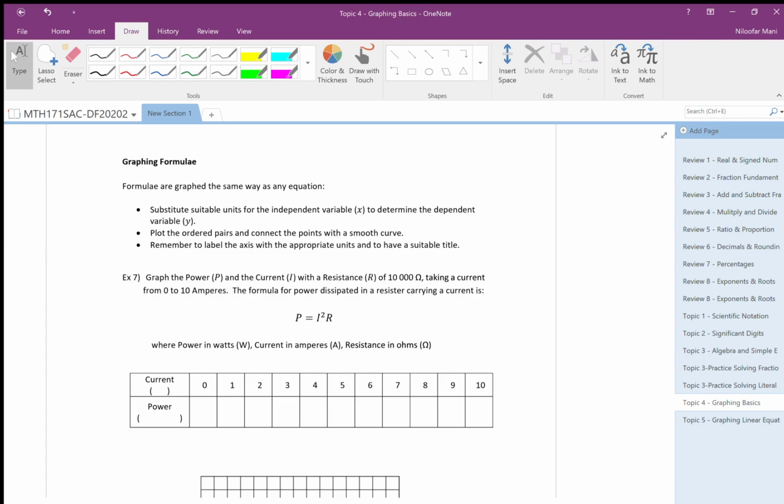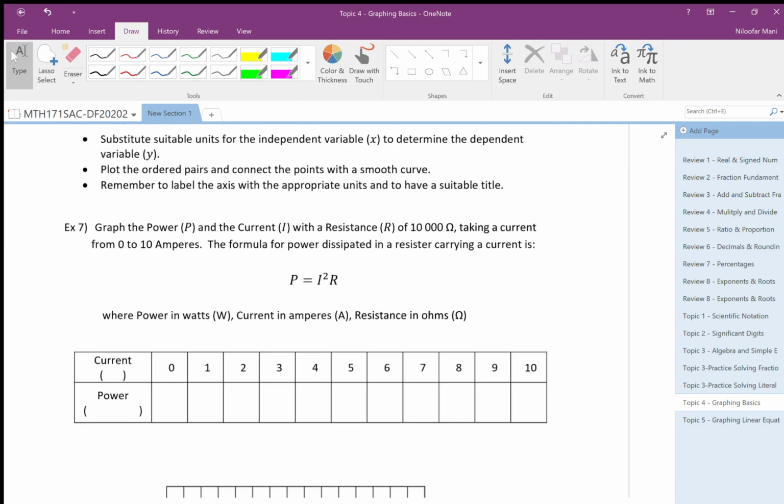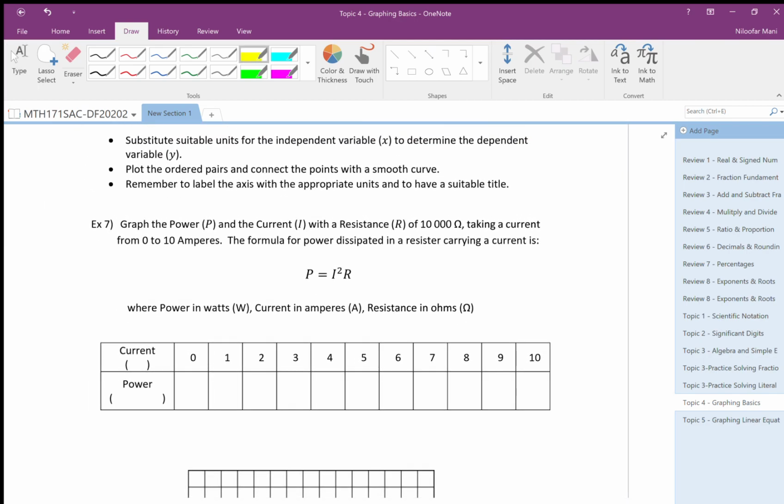So that's for that question. Now we go to the next question. Maybe for one question you need to calculate on your own. For example, here we have to graph power P and current I with a resistance equal to 10,000 ohm, taking a current from 0 to 10 amperes.